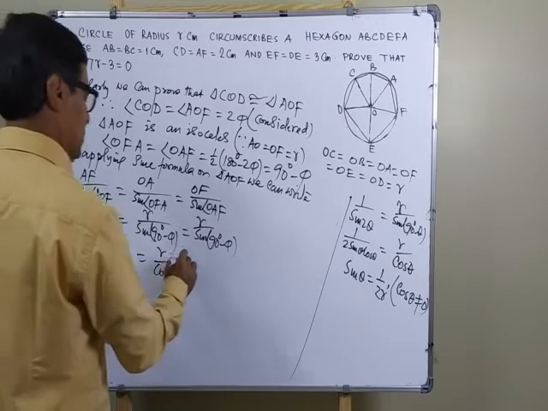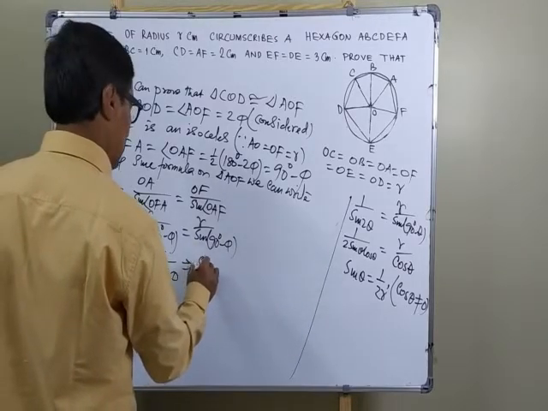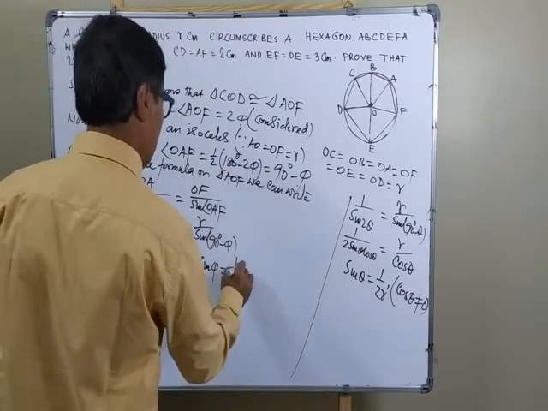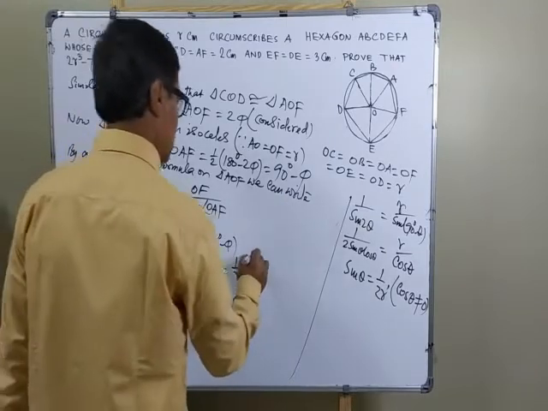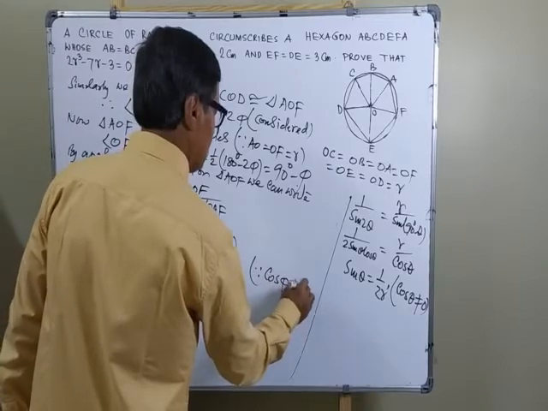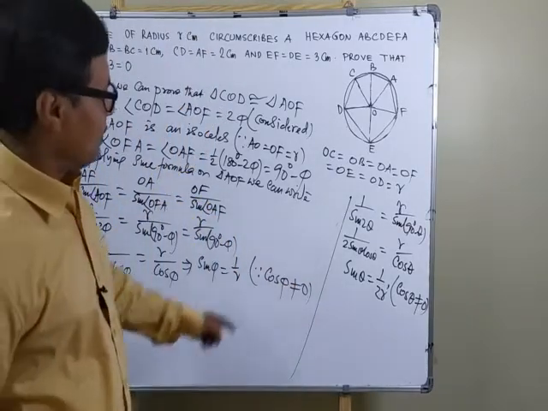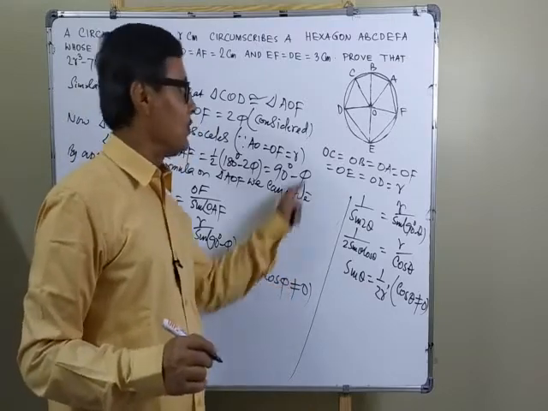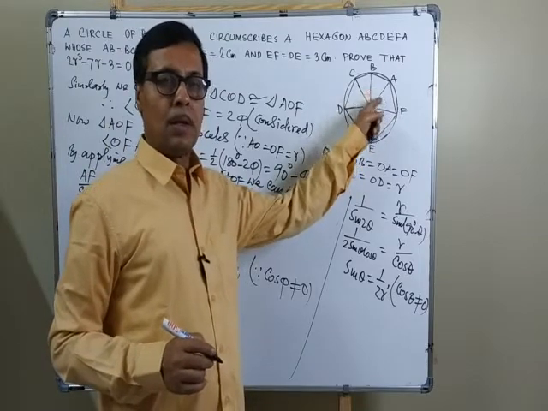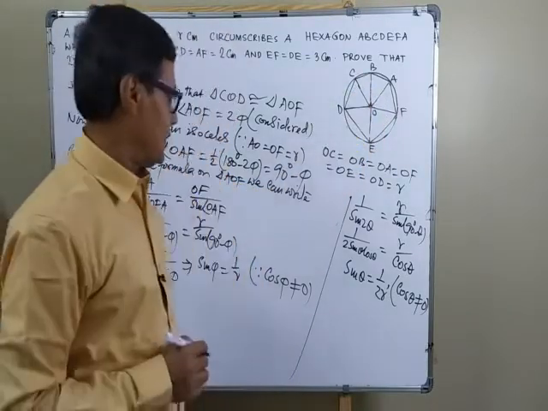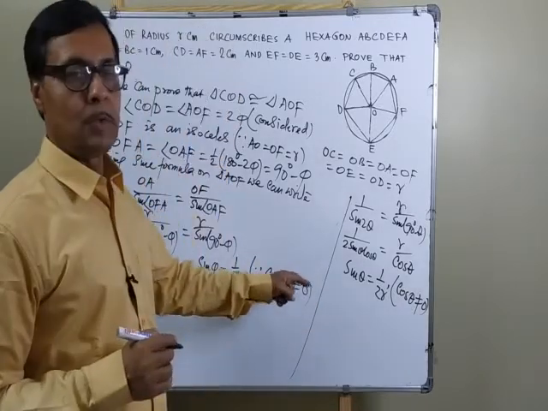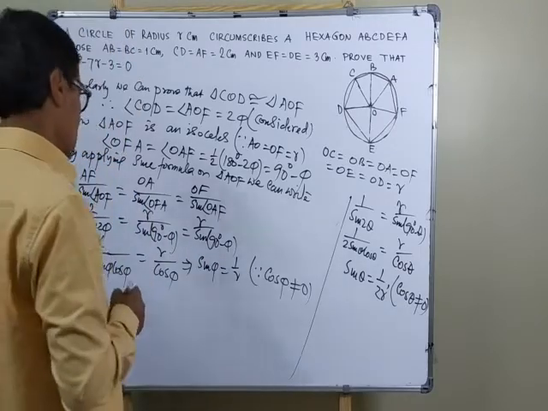and this implies sin phi is equal to 1 over R, as cos phi is not equal to 0. If cos phi were equal to 0, then phi would be 90 degrees and 2 phi would be 180 degrees. But this is a triangle, so no angle of this triangle can be 180 degrees. So phi cannot be 90 degrees. That is, cos phi cannot be equal to 0.